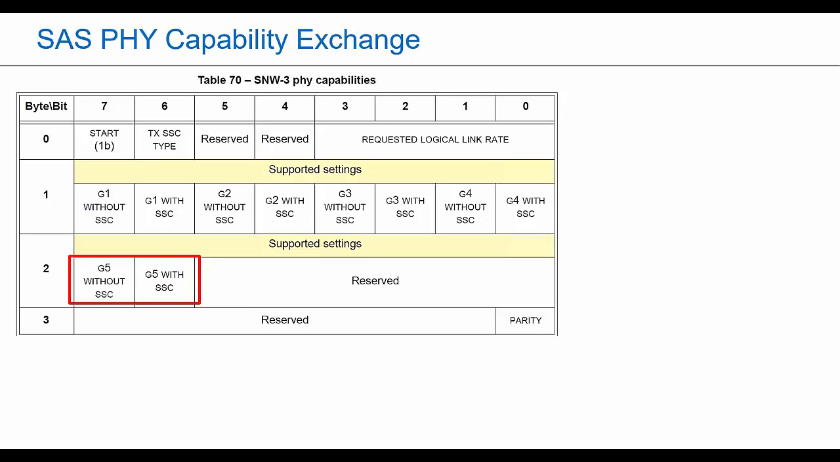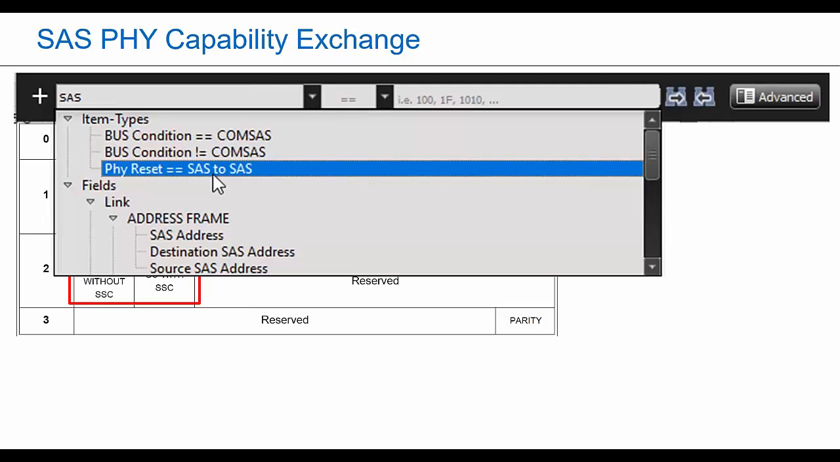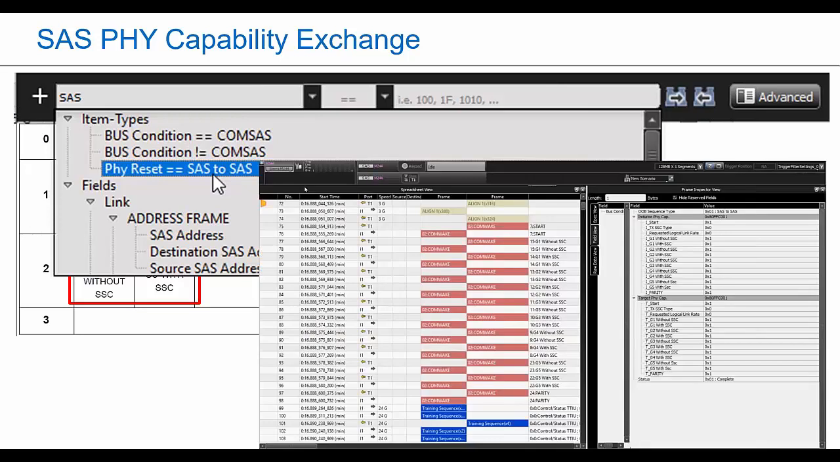The quickest way to view PHY capabilities in a trace is to go to the quick search menu. You just start typing SAS, and you'll see the reset event. It's a SAS PHY reset. If you don't see it, that means it wasn't captured in the trace. But this is what it will look like if you did capture the SNW3.